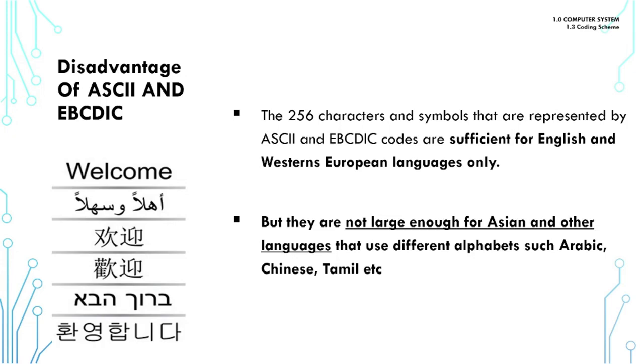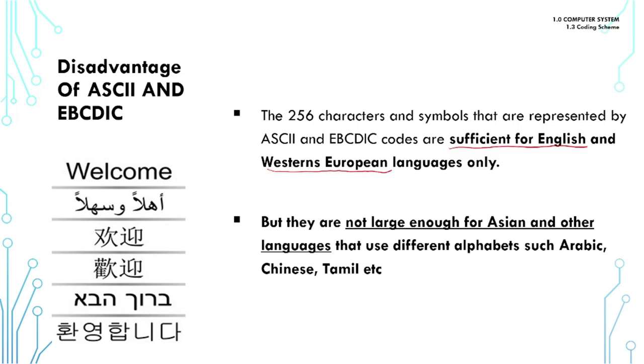Okay, disadvantage of ASCII and EBCDIC. 256 characters and symbol represented by ASCII and EBCDIC code are sufficient for English and Western European language only. And then they are not large enough for Asian and other language that use different alphabet, such as Arabic, Chinese, Tamil and etc. lah. Okay, jadi disadvantage dia ni, dia boleh represent 256 karakter.